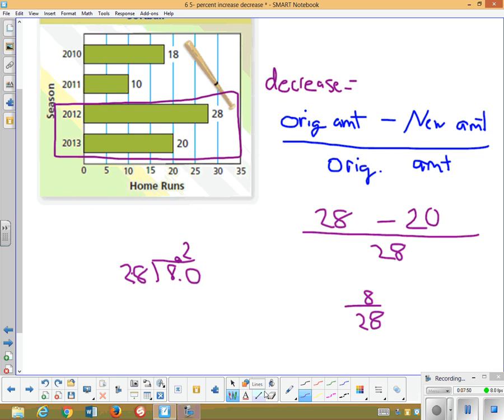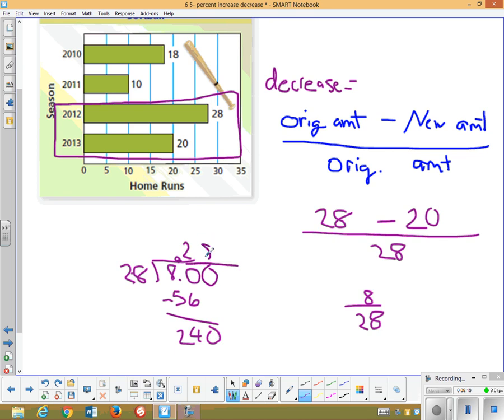So 28 into 2, that's going to be about 56, because if I do it 3 times, it's going to be too much. And then 80 minus 56 is going to be 24. Since I don't have enough, I'm going to drop a 0, and then 28 into 240 is going to be roughly about 8 times, and that's going to be about 224.